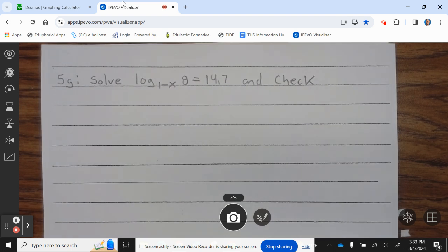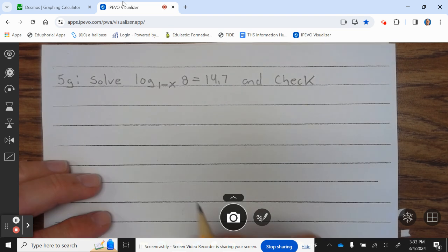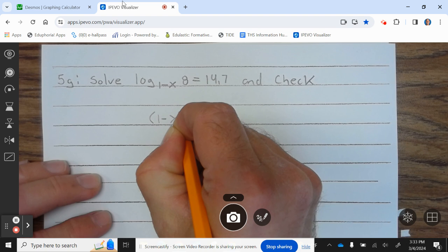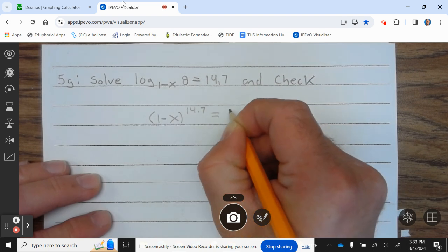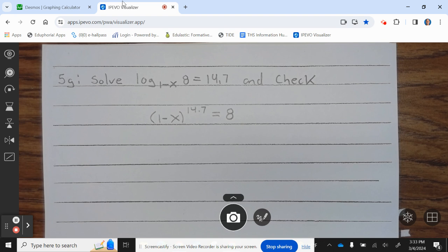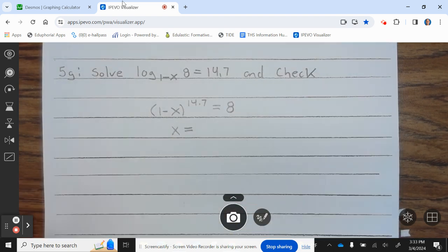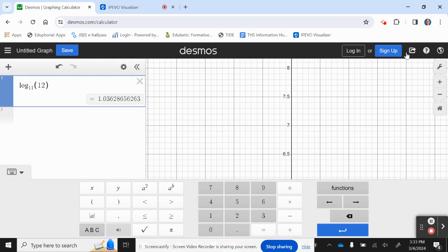5G. Solve log base 1 minus x of 8 equals 14.7. So we're going to convert this to exponential, so that becomes 1 minus x to the 14.7 equals 8. At that point, we're going to graph the left side and the right side and find the x value. Let's go to home on the graph.